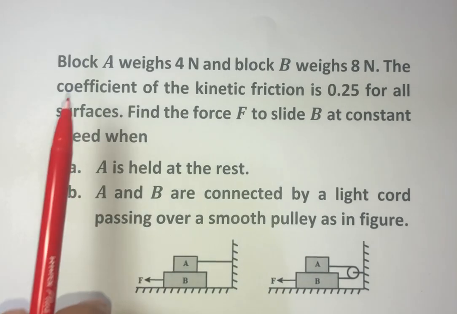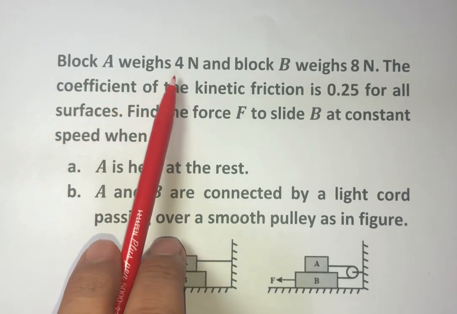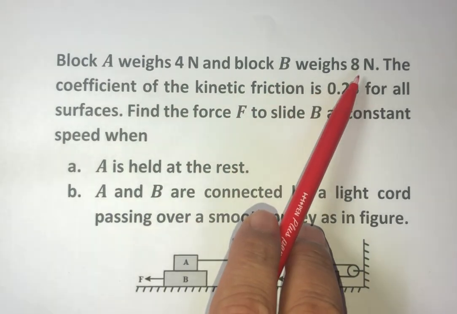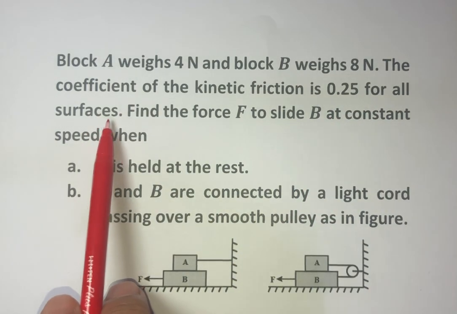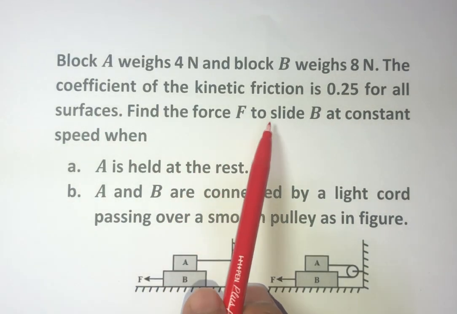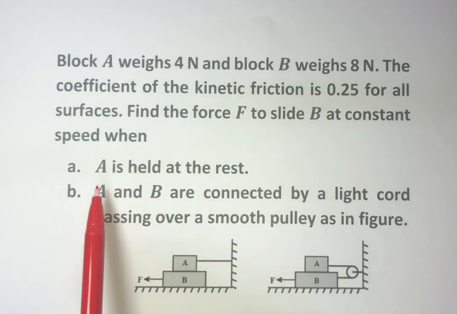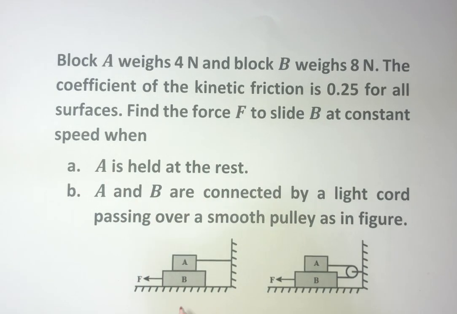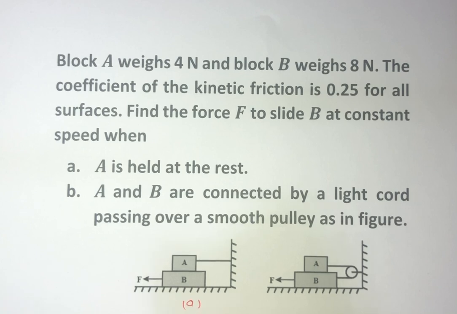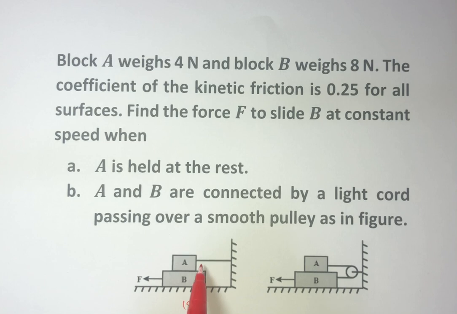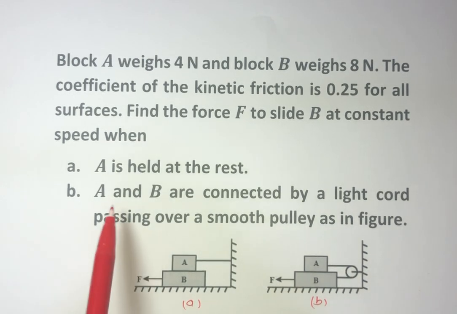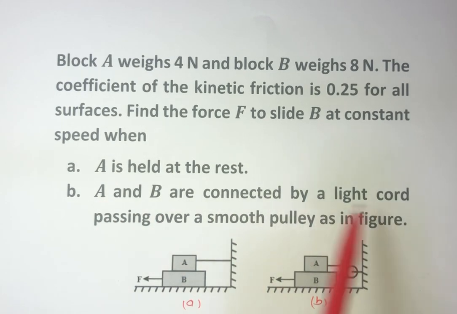Hello friends, so in today's question, block A weighs 4 Newton and block B weighs 8 Newton. The coefficient of kinetic friction is 0.25 for all the surfaces. Find the force F to slide B at a constant speed when, for part A, A is held at rest with the help of the string, and part B, A and B are connected by a light cord passing over a smooth pulley as in figure B.